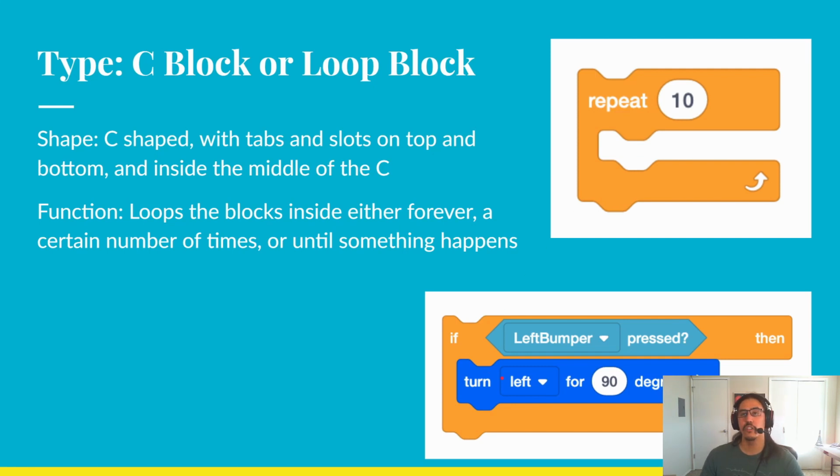The second one shows how everything kind of interacts. So we've got a Boolean block here, if left bumper is pressed, and then we have that inside the C block, and then there is a stack block inside here. So what this whole thing says is if it's true that you've pressed the bumper, then we're going to turn left. If it's not true, then nothing happens. So that's how the C block lets you decide when things happen or how much they happen. All right, so that's our last block type.